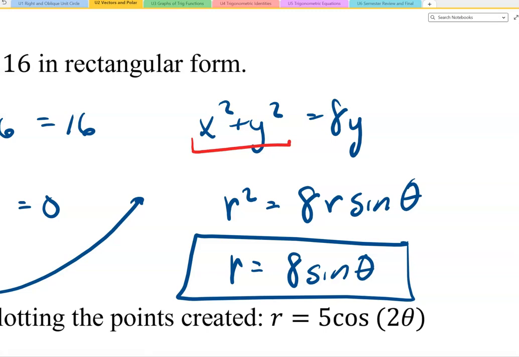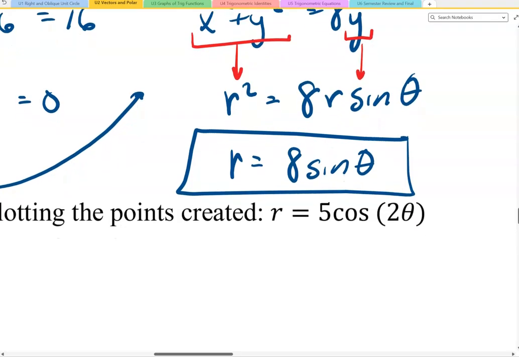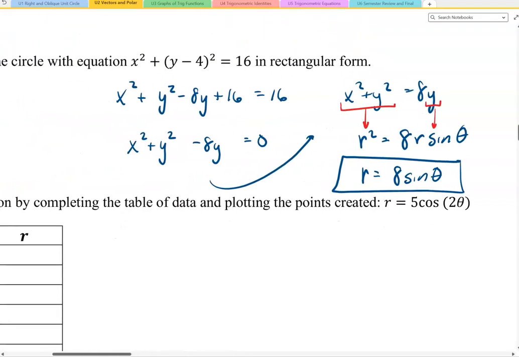x squared plus y squared is the same as r squared. So now we're getting to polar form, and then y by itself is r sine theta. So we've now exchanged our rectangular variables for polar variables. We have r squared equals 8r sine theta. Divide both sides by r so that we can isolate our dependent variable, and we have r equals 8 sine theta.